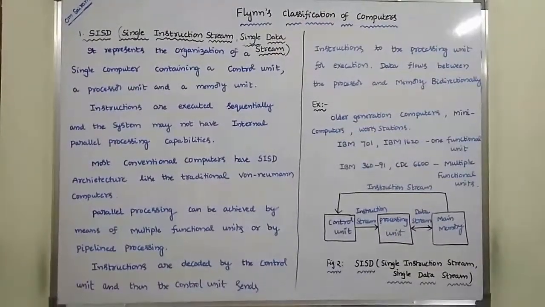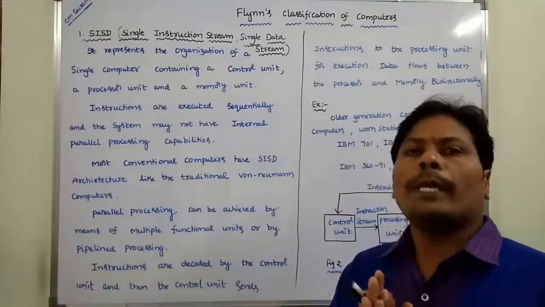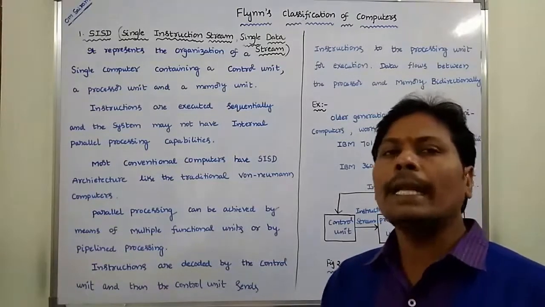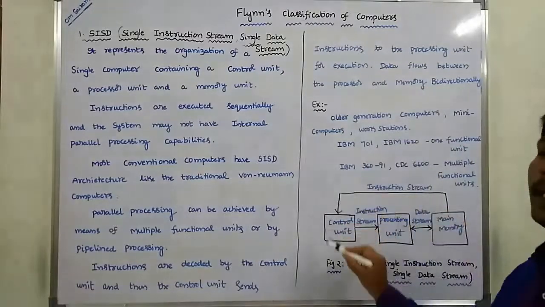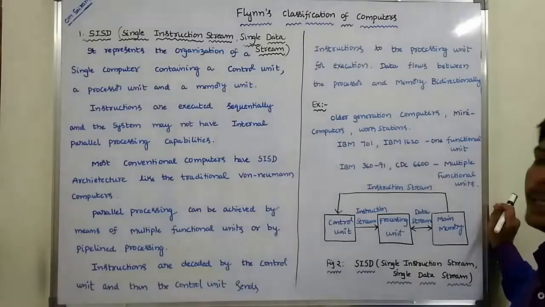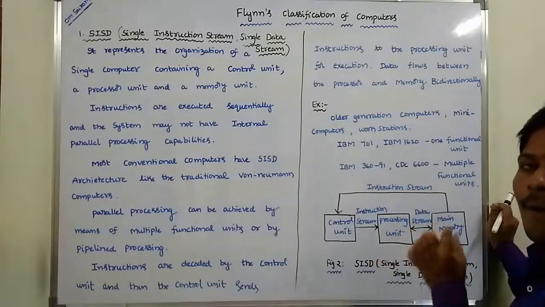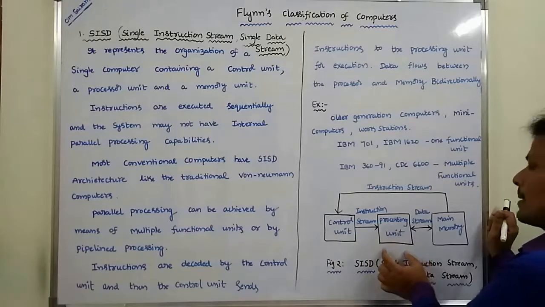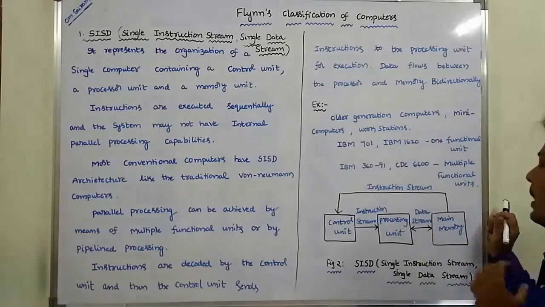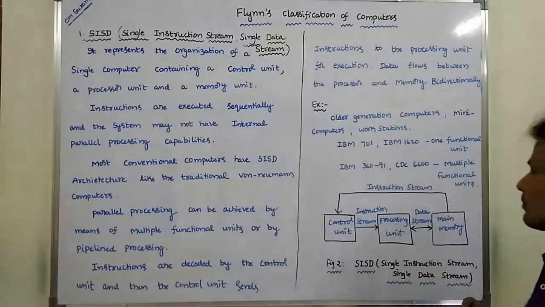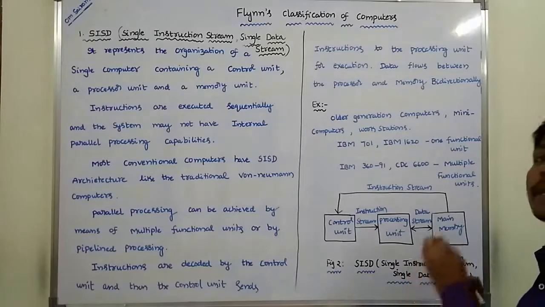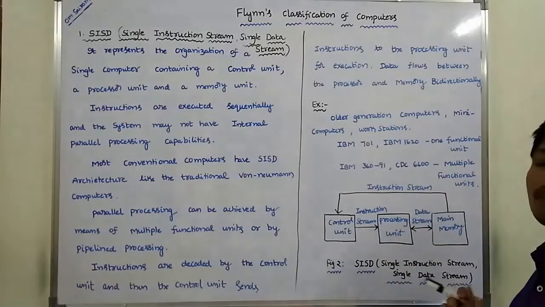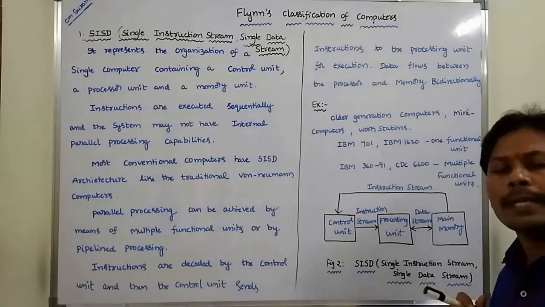Now we go for the SISD computer. That means single instruction stream and a single data stream. This diagram shows the SISD computer. It represents the organization of a single computer that consists of a single control unit, single processing unit, and main memory. Here in this SISD computer, instructions are executed sequentially, one after the other. So the SISD computer may not have parallel processing capability.